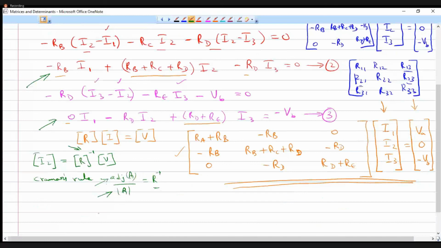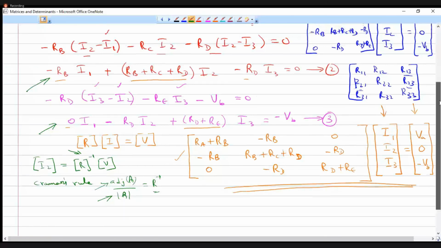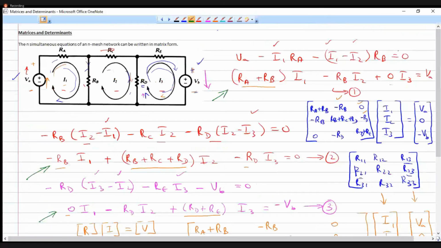Understood? So remember that this matrix method is the method used in computers to solve the problems of the network. So if you want to write a program, then you have to write the program using this matrix method. So that is the answer to the question of why we are studying matrices. Okay.